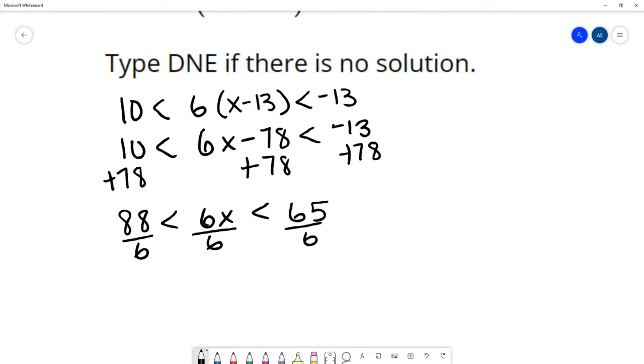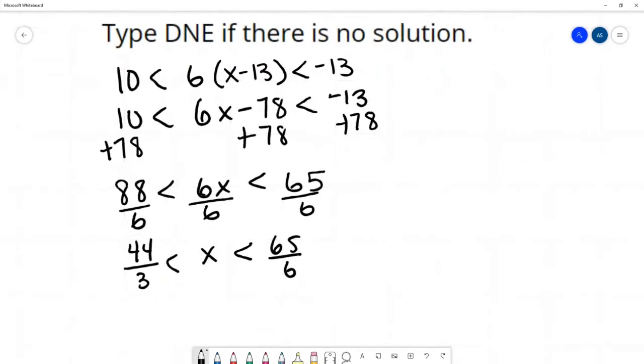We'll reduce, and 2 goes into 88 44 times. 2 goes into 6 3 times. 6x over 6 is x. 65 over 6 does not reduce. So we'll leave that. And the result that we got here can be a little bit confusing. Let's divide these numbers in our calculator so they feel more real to us. 44 over 3 is 14.6 repeating, and 65 over 6 is 10.83 repeating.